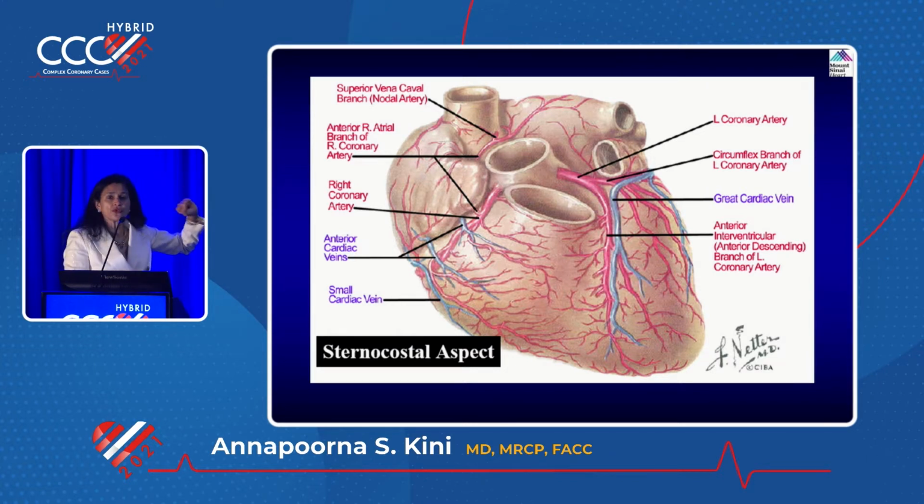And why do you need this view? If you're going to become a CTO operator, right? If you're doing the retrograde approach, you need to see the septal to septal collaterals, which you can see only in certain views, which is RAO, maybe cranial. So that's why you need to know the anatomy of the vessels. You have to understand exactly when and how you're going to do the CTO procedure.